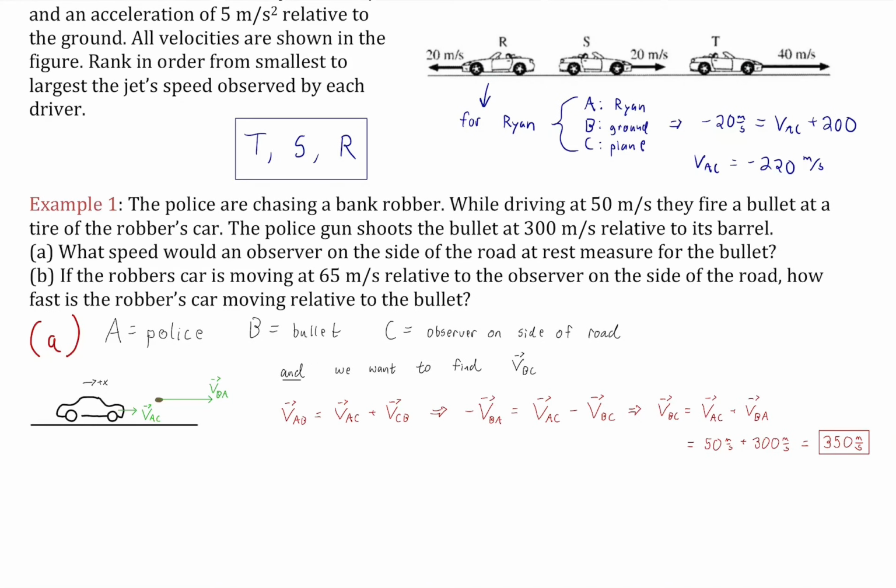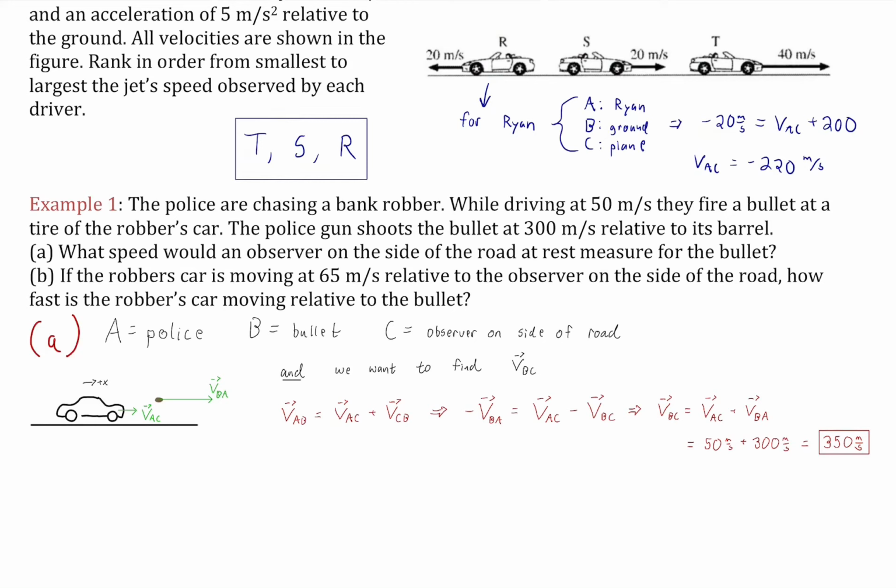All right, so now let's do it for a slightly more complicated case. Part B, if the robber's car is moving at 65 meters per second relative to the observer on the side of the road, how fast is the robber's car moving relative to the bullet? All right, so let's see. So now, and this is interesting because we're not asking for how fast the bullet is moving relative to the robber's car. We're actually asking for how fast the robber's car is moving relative to the bullet.